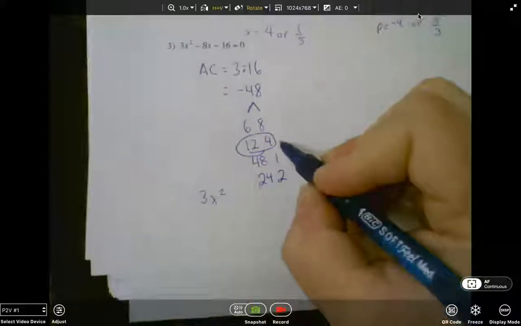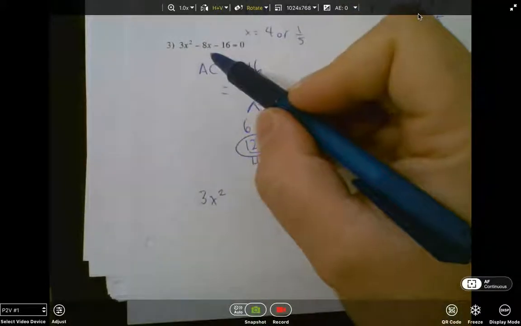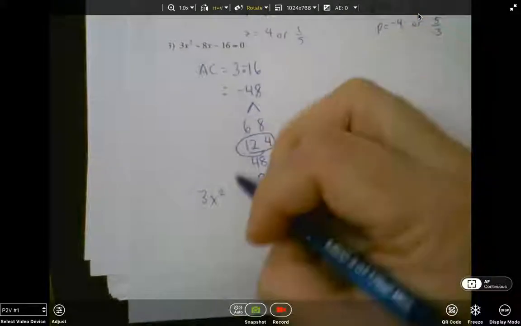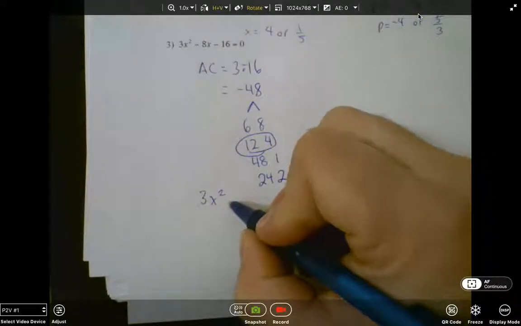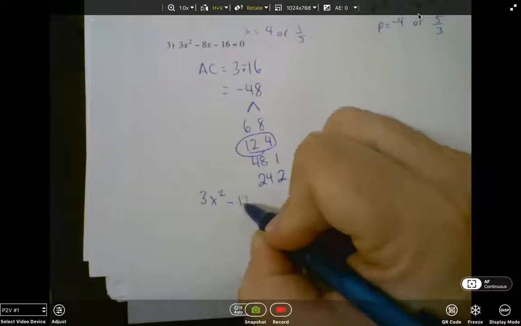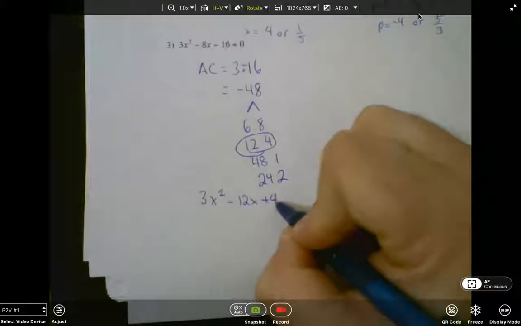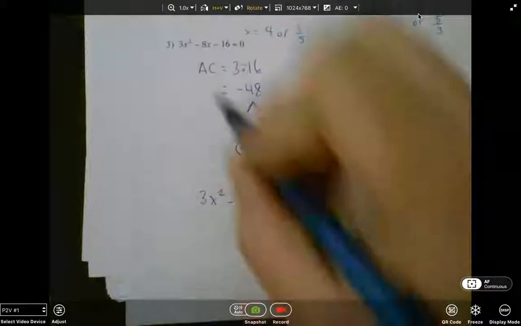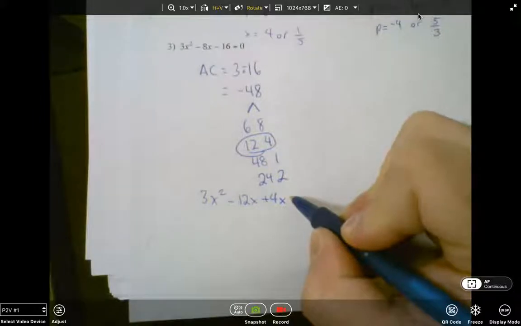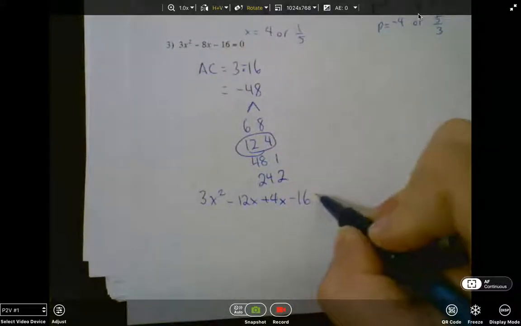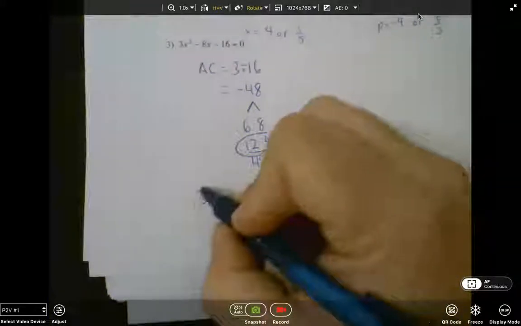wait a second, is it the 12 and 4, guys? It is the 12 and 4, right? So now I want it to be negative, so I'm going to do negative 12x plus 4x. That will give me the negative 8x in the middle, minus 16 equals 0.